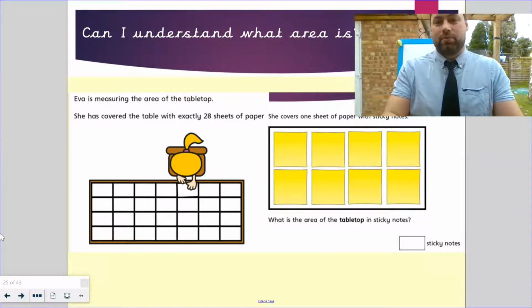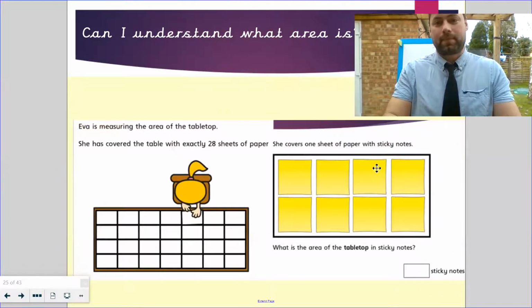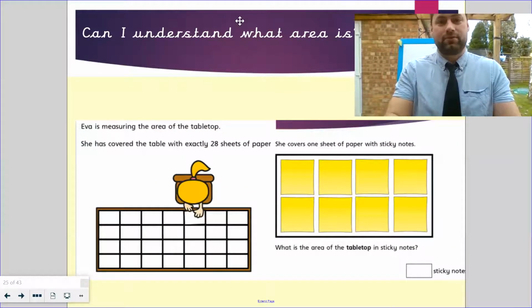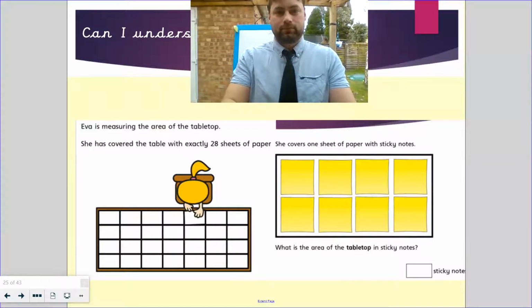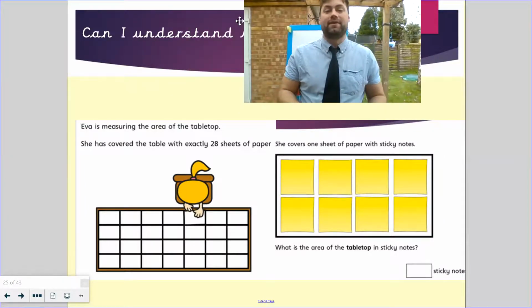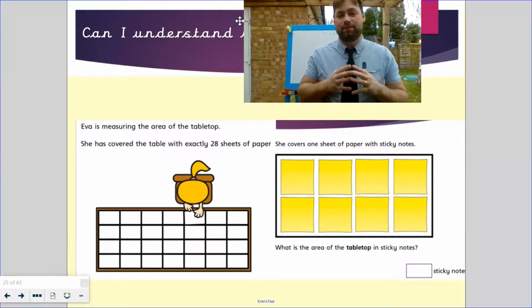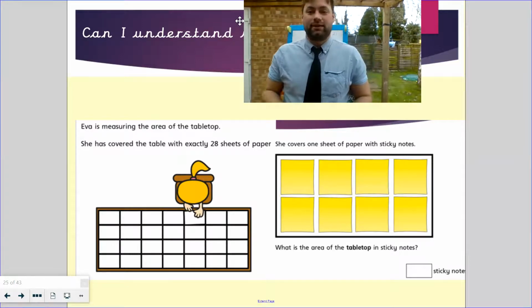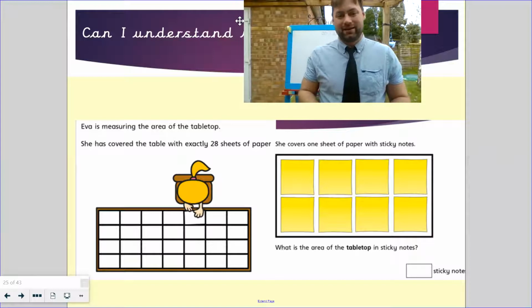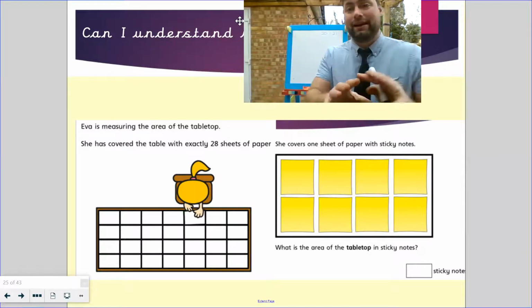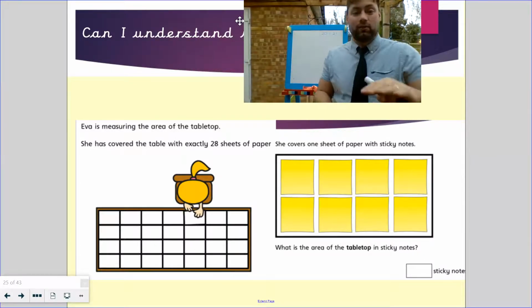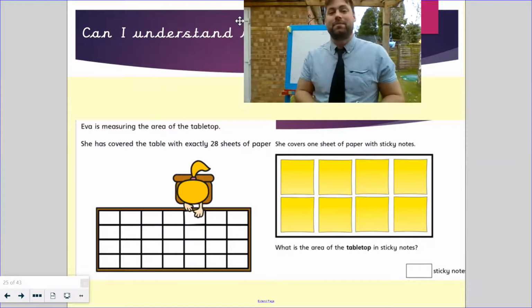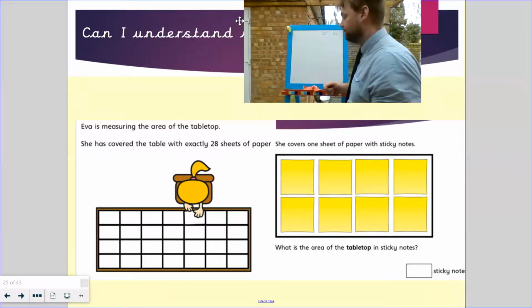Okay, so here is another problem that we're going to have a look at. So Ava is measuring the tabletop, and she has covered the tabletop with exactly 28 sheets of paper. She covers one sheet of paper with sticky notes. Okay, so let's visualize this. We've got it here. She's put out 28 pieces of paper on her table.